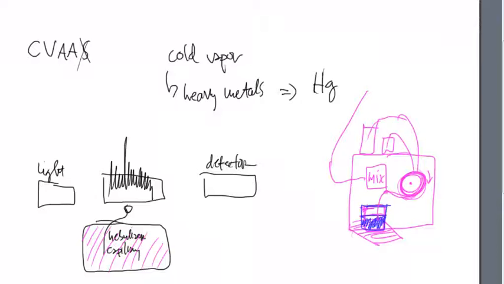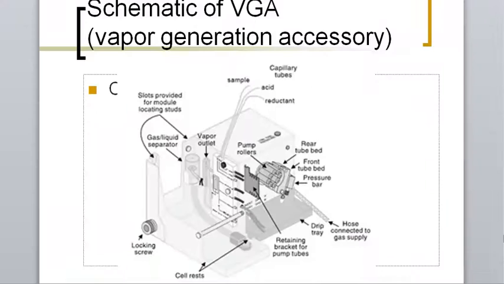All right. So CVAA, cold vapor atomic absorption. We know that there's a mixing attachment that sits in front. It takes three solutions, one of which is your sample, and it mixes all three and sends it into the machine.